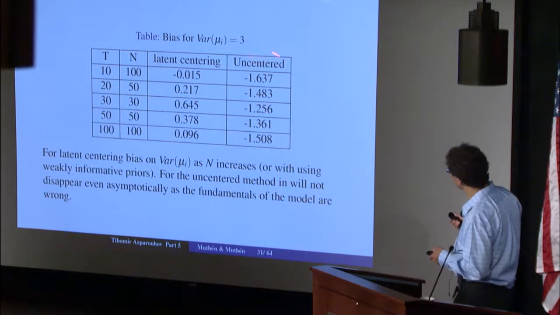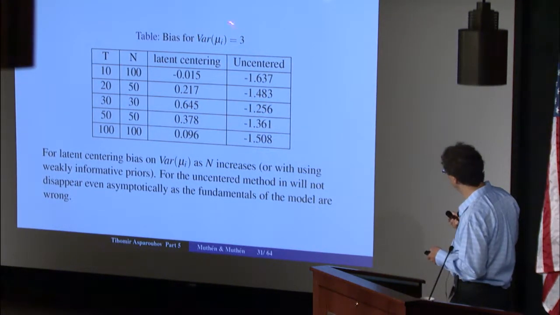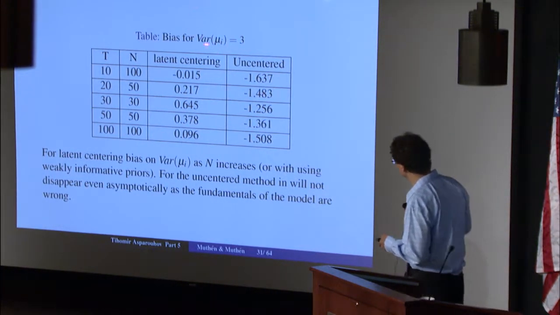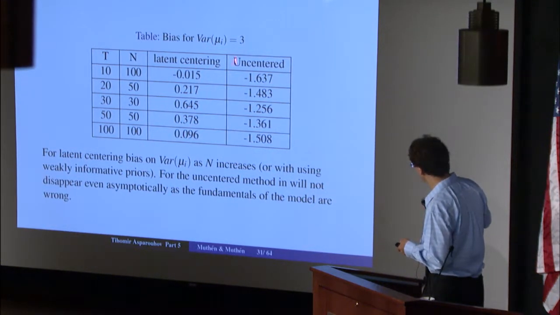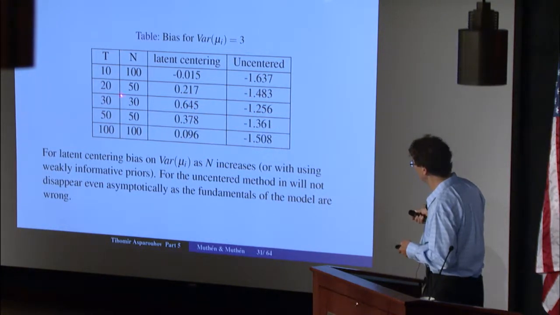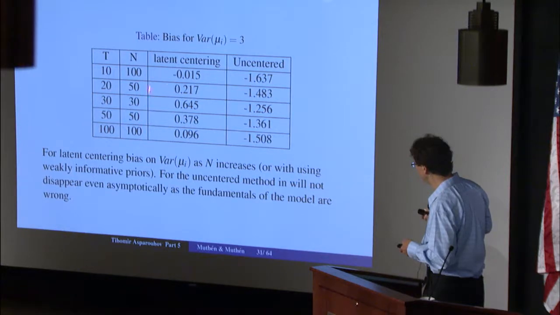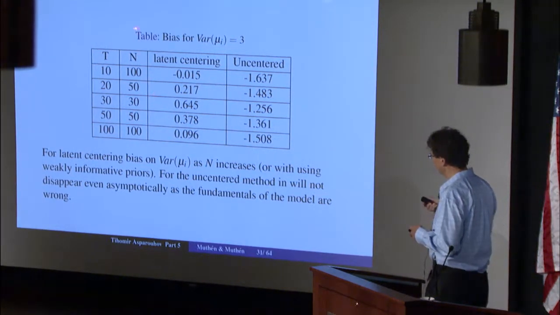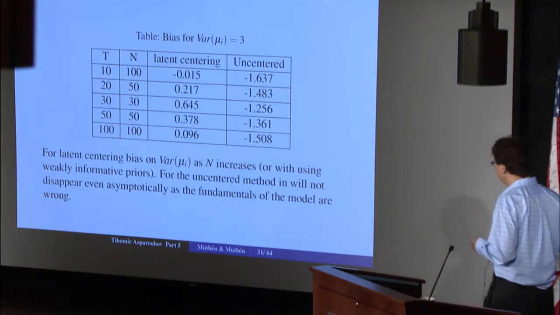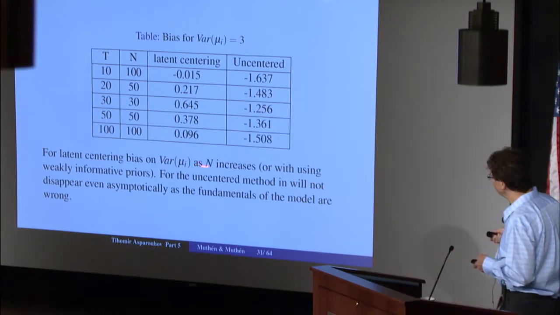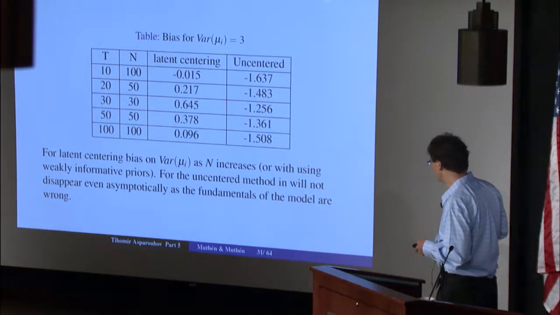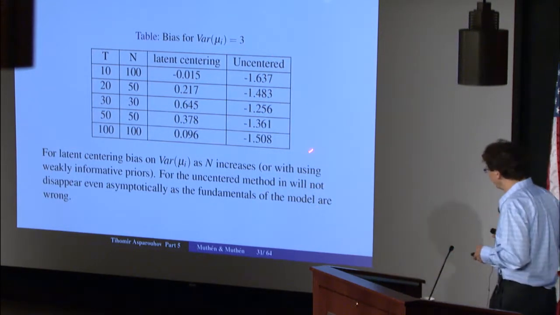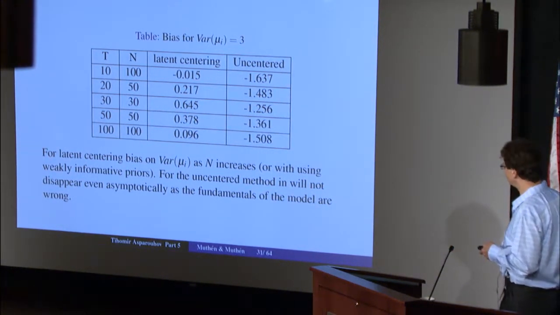And here's what happens with the uncentered method. Here we're comparing the bias produced by each method for the variance of the random intercept, and latent centering produces much smaller bias than the uncentered method. There's some bias here, but that is a function of the sample size. The bias will disappear asymptotically as the number of individuals increases, or you can use weakly informative priors to address this small sample size bias. But for the uncentered method, that bias will not disappear.